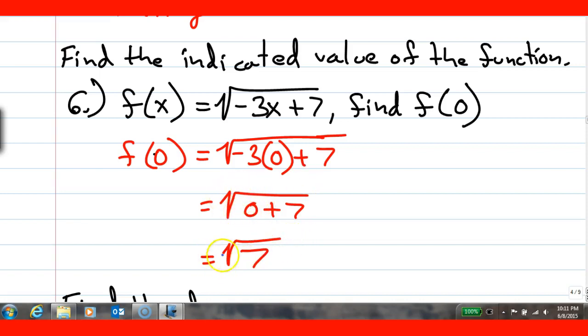7. I'm going to leave the square root of 7 as it is. It's a prime number. If I try to take the square root of 7, I'd end up with a number that is a decimal, that is continuous and non-repeating. So I'm going to leave it in the form of square root of 7.